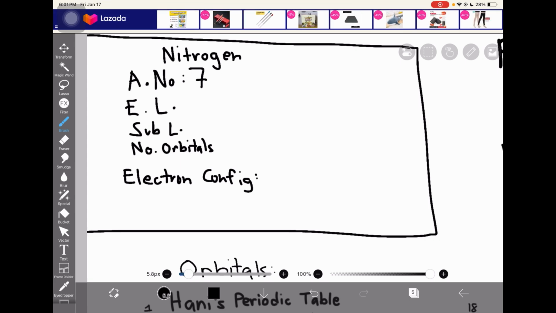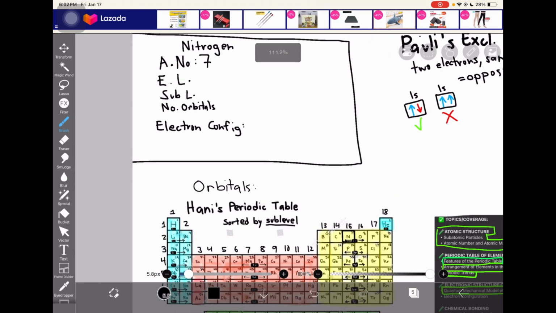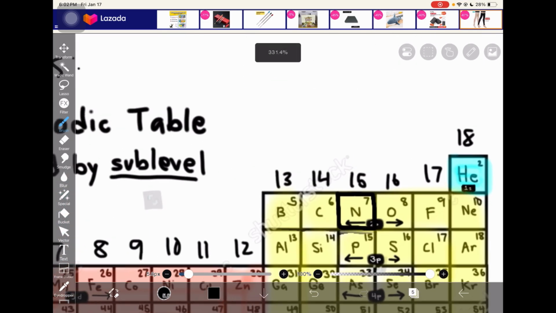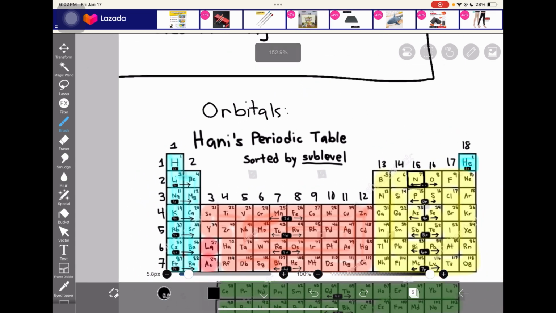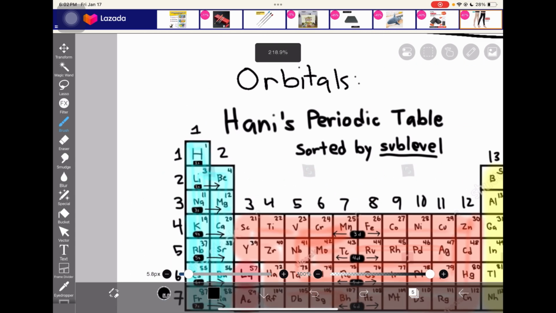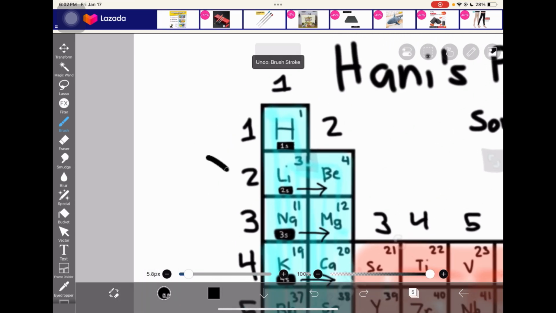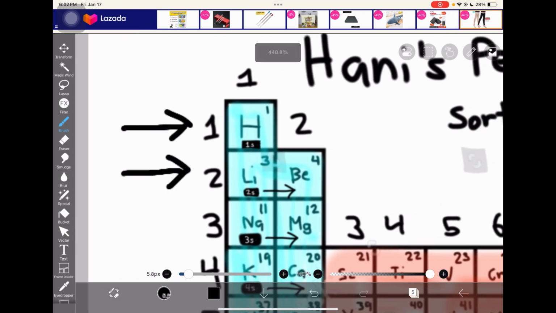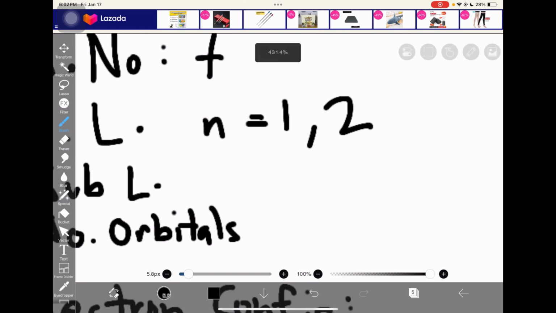So, I hope you're pausing the video right now, because in 5, 4, 3, 2, 1, I'll explain how to get the electronic configuration for nitrogen. As I've stated, it's element number 7 over there. And just like how we did with fluorine, it's in the second period and occupies energy levels 1 and 2. So the energy levels are n equals 1 and 2.